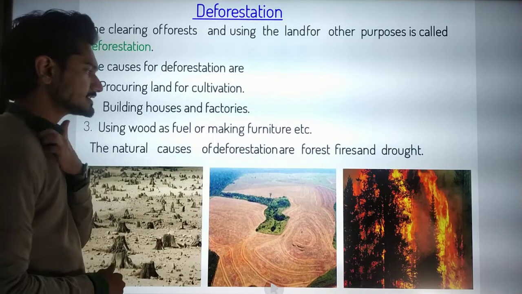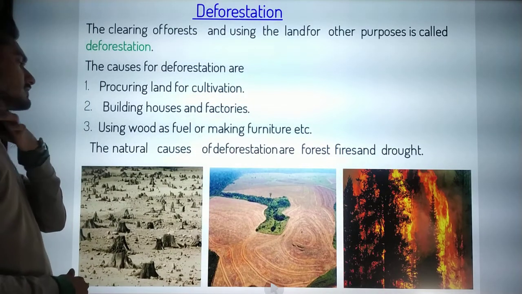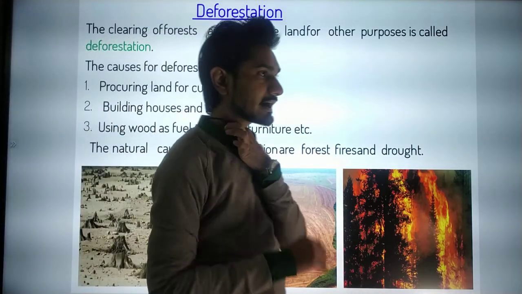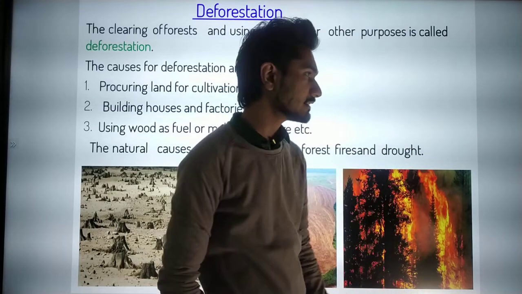The natural causes of deforestation are forest fires and drought. So these are the artificial reasons. Those three are the artificial. Also you can add on another reason.